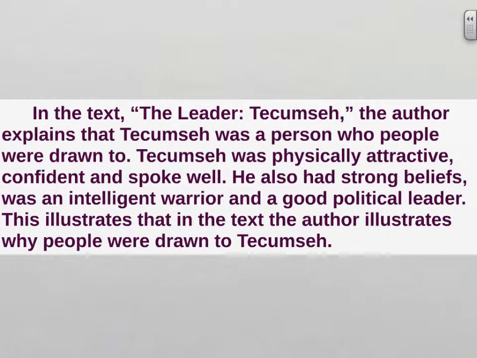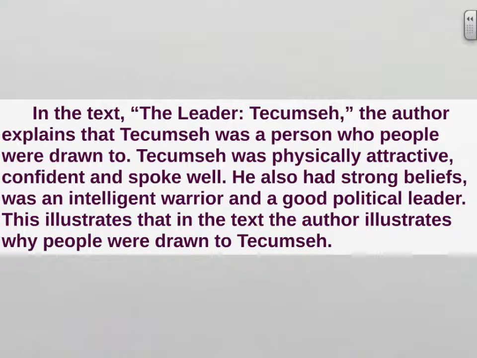Tecumseh was physically attractive, confident, and spoke well. He also had strong beliefs, was an intelligent warrior, and a good political leader. Notice that these two sentences give an overview of some of the supporting details used by the author to show that people were drawn to Tecumseh. Notice that they are brief and don't contain nearly as much detail as the original text.